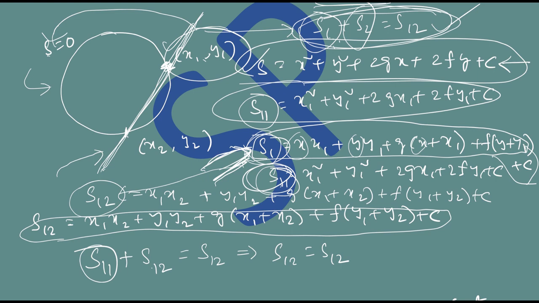Similarly, we can show that it also satisfies the point x2 y2. Therefore, S1 plus S2 equal to S12 is nothing but the equation to the chord joining the points x1 y1 and x2 y2, and observe that the chord is for the circle s equal to 0.